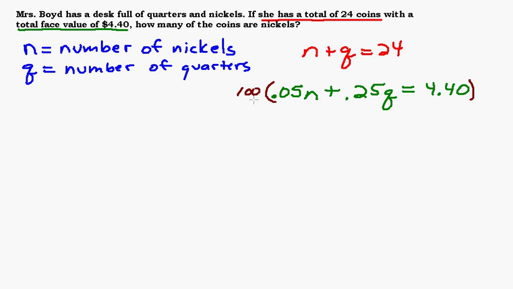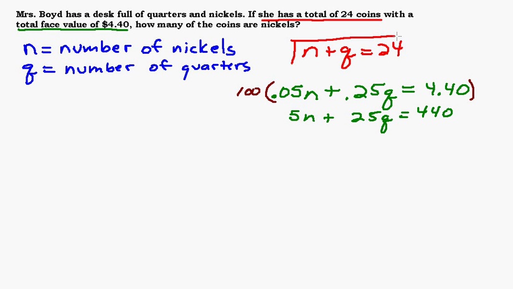If we take this whole equation and multiply everything by 100, that's just going to move these decimals over 2 places, which will put us into cents instead of dollars. 5 cents per nickel plus 25 cents per quarter equals $4.40. I'm sorry, 440 cents is the way to say it. Okay, so now we've got our two equations. Now we've got to solve these.